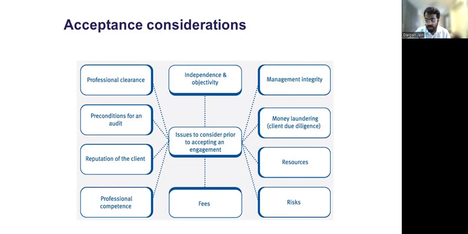Remember them. These are the three preconditions for an audit. Management is responsible for preparation of financial statements. Management is responsible for internal controls, and management is responsible for providing the auditor information and explanations. Right? The auditor needs information and explanations. Who is going to provide that? The management.